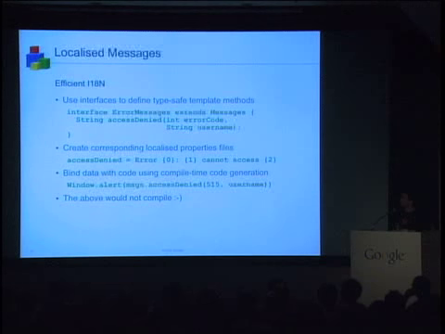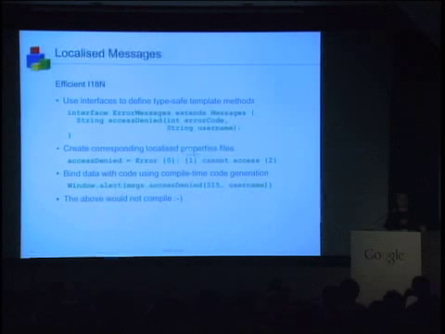Another fundamental of web development is localized messages. You want your application to not just work in one language. So Google Web Toolkit provides an efficient way to do internationalization. You use interfaces to define type-safe template methods, and you can see here an access denied message, which takes an error code and a username.